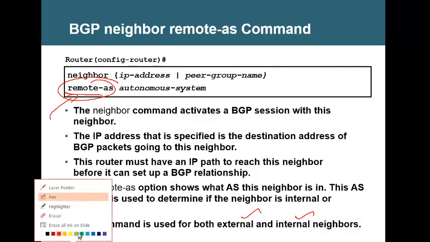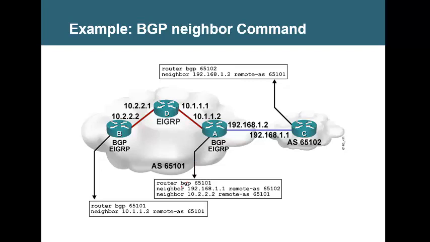I'll show you an example. You see here. This is the local autonomous system to which A belongs. And this is a neighbor, 10.2.2.2, which is here, in the same autonomous system.